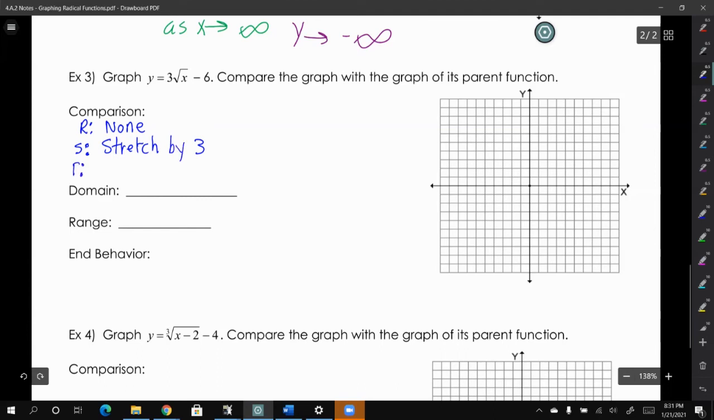Translation. We're not shifting left or right anything because we don't have a plus number or a minus number inside the square root. That minus 6 is outside the square root, so that means our shifting is going to be down 6. We're not moving left 6 or right 6. So our shifting is just down 6.